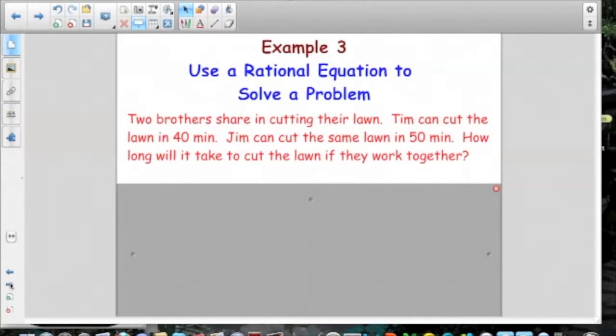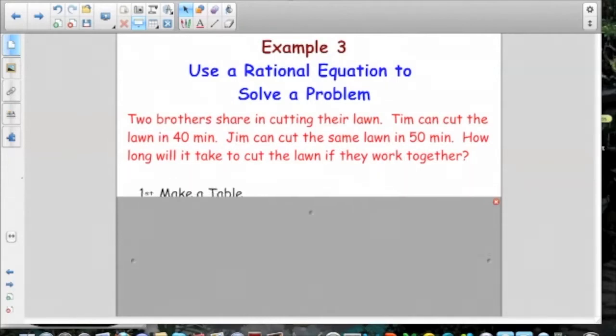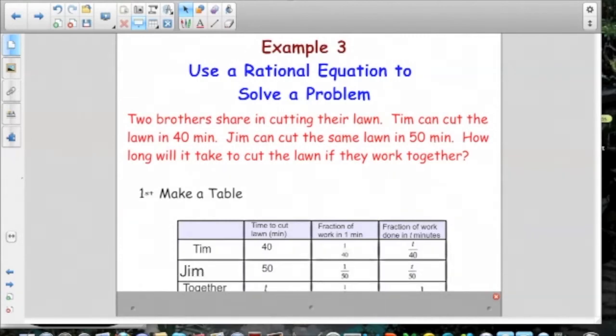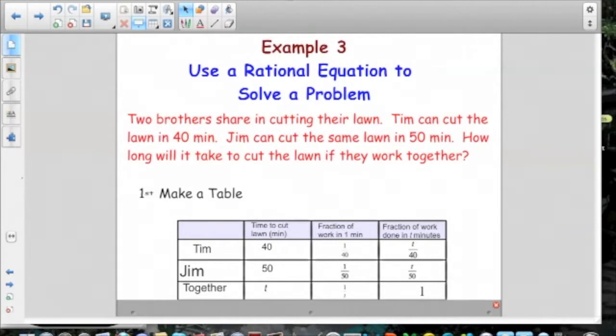Okay, so word problems, you want to set up a table, okay? Because the tables help us to solve. So here's our table that we created. So now, with the table, we can work out a solution with this.